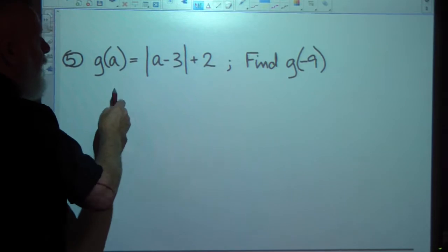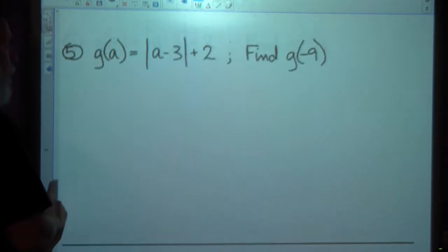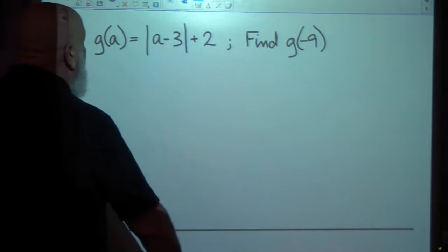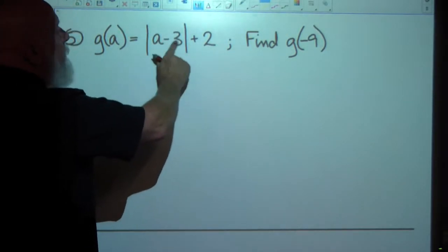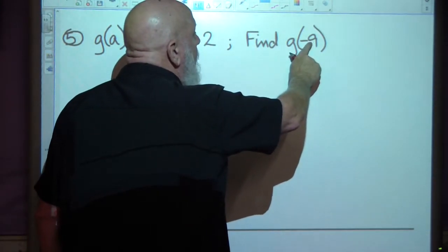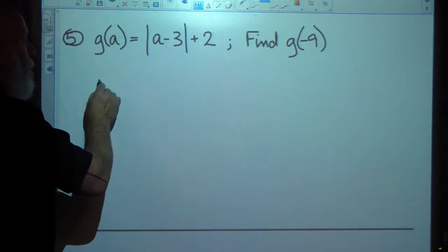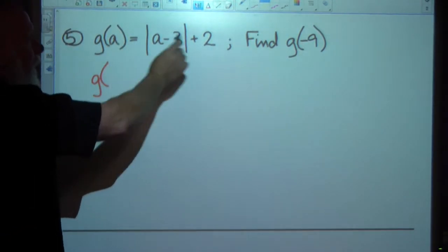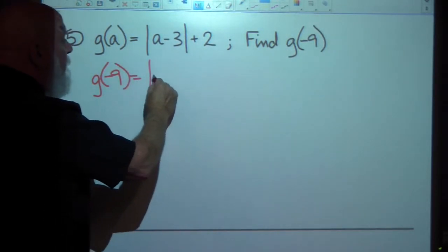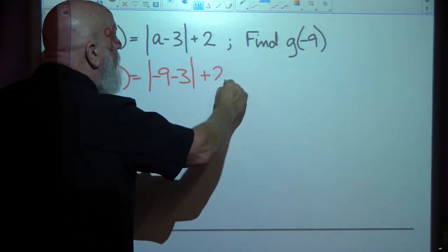This time we have an absolute value to take into consideration, which you guys all know how to deal with. So we're going to evaluate g of a is equal to the absolute value of a minus 3, plus 2. We're going to evaluate this function at negative 9. So wherever there's an a, I'm going to plug in a negative 9. So g of, instead of a, I'm plugging in negative 9, is equal to the absolute value of negative 9 minus 3, plus 2.